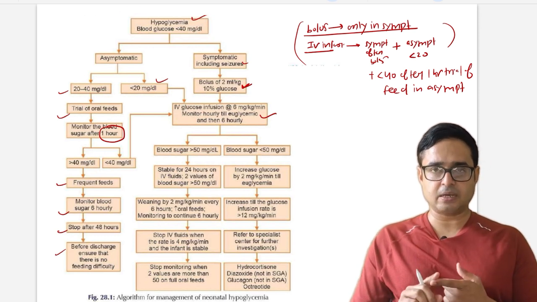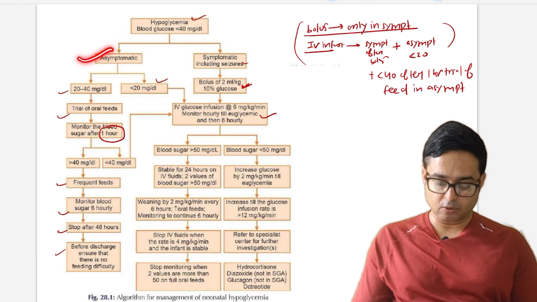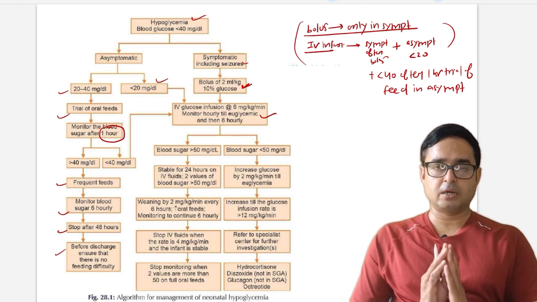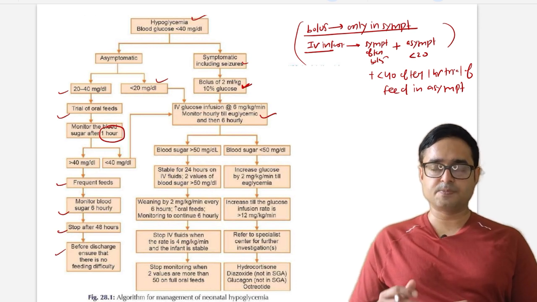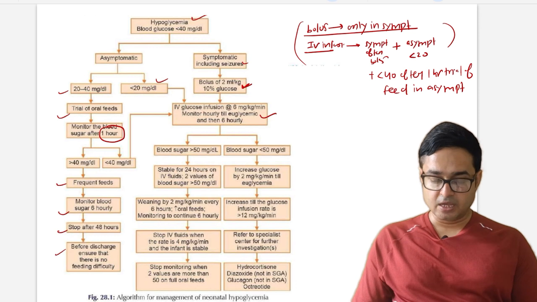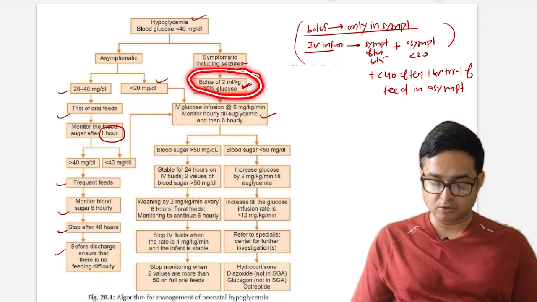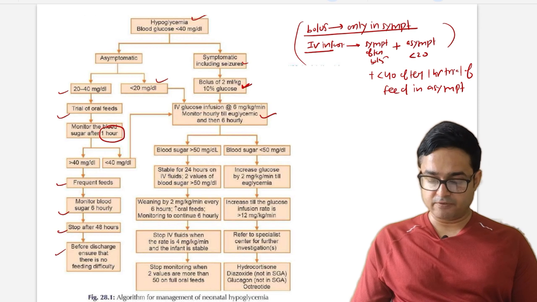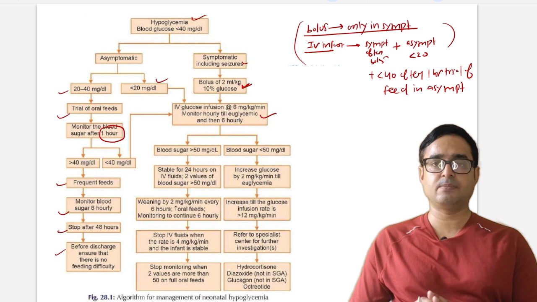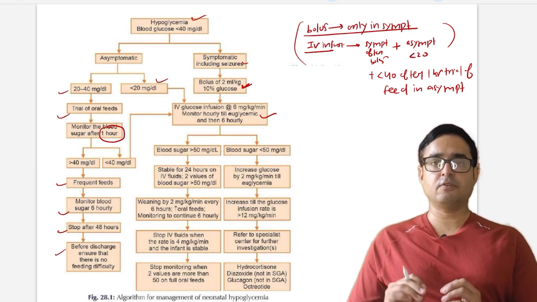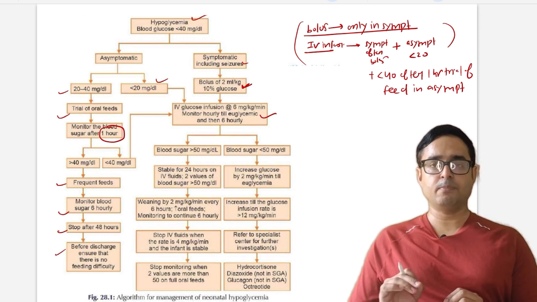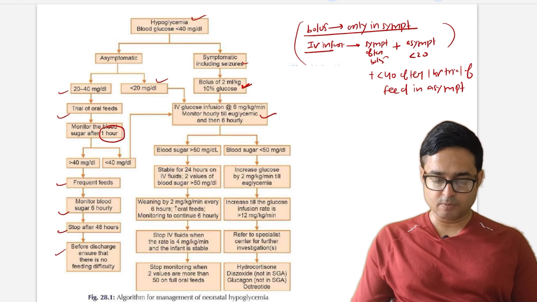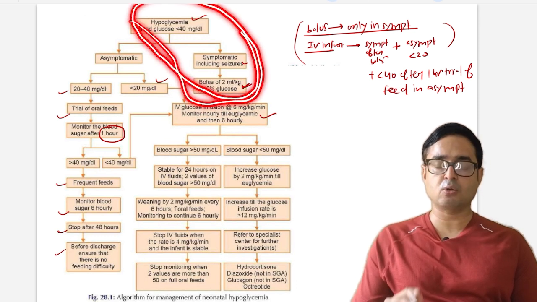Just see the first step. Is the neonate asymptomatic or symptomatic? If your neonate is symptomatic, meaning apnea is there, or seizures are there, or any respiratory difficulty is there, the first step is to give 2 ml per kg of 10% glucose bolus. Bolus is given only in symptomatic hypoglycemic neonates. So if bolus is mentioned anywhere in the options, it will be given only to symptomatic hypoglycemic neonates, not elsewhere.